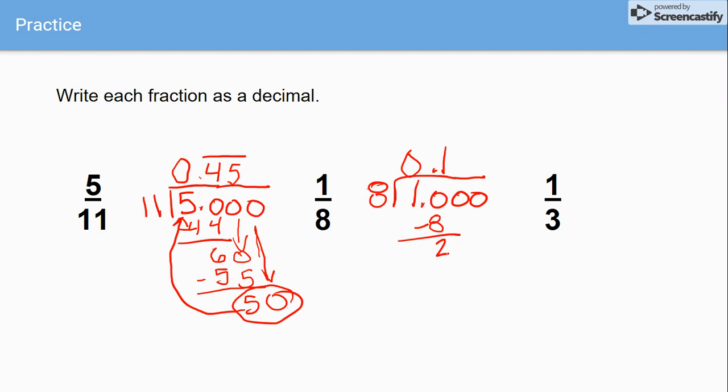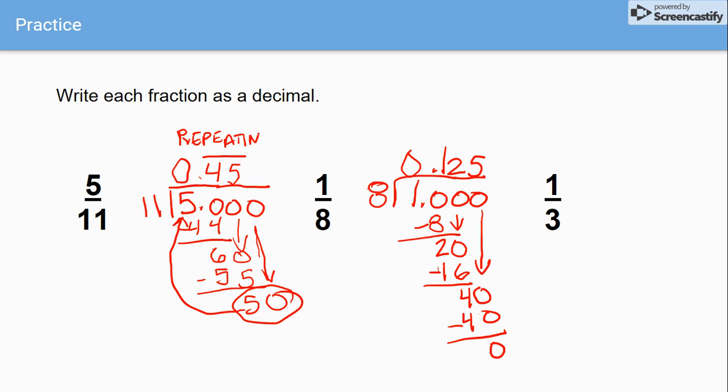I'm going to bring this 0 down. Does 8 go into 20? Yes, it goes into there 2 times, because 2 times 8 is 16. And that equals 4. I'll bring down this 0. Does 8 go into 40? Yes, I love my 5s. 8 goes into 40 5 times. And that gives 0. So this one is a repeating decimal, right? This one's repeating. And this one's terminating. And that's from 7th grade, so we just remember that.